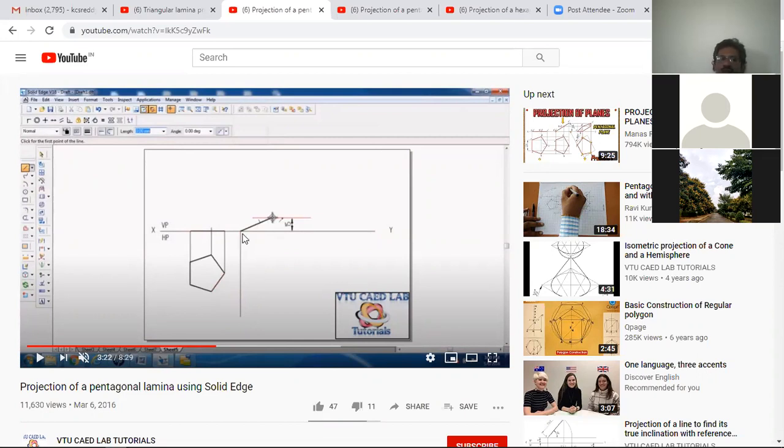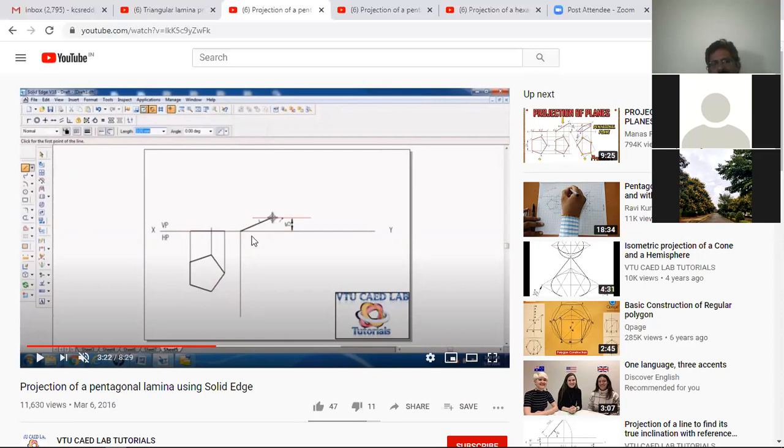How to project the top view? Just by drawing the vertical projection from each corner. Here it represents A, B. Say for example, we give A, B, C, D, E. So this represents A dash, E dash, and here this represents B dash and D dash, and this top corner represents the C dash.